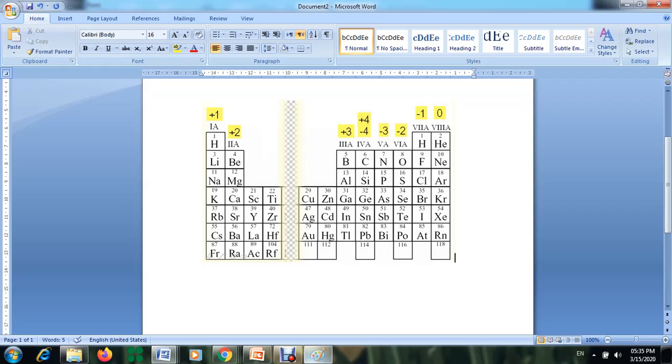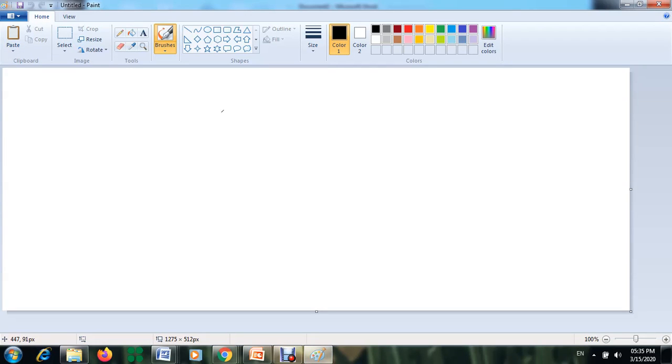So the first step to write the chemical formula for lithium fluoride is to write the chemical symbols. The chemical symbol of lithium is Li. The chemical symbol of fluorine is F. So this is the first step.